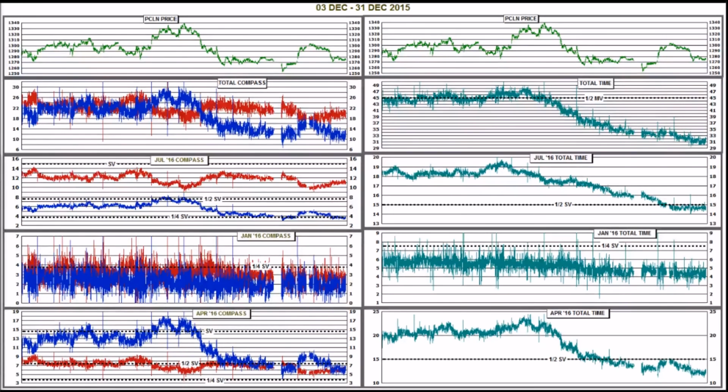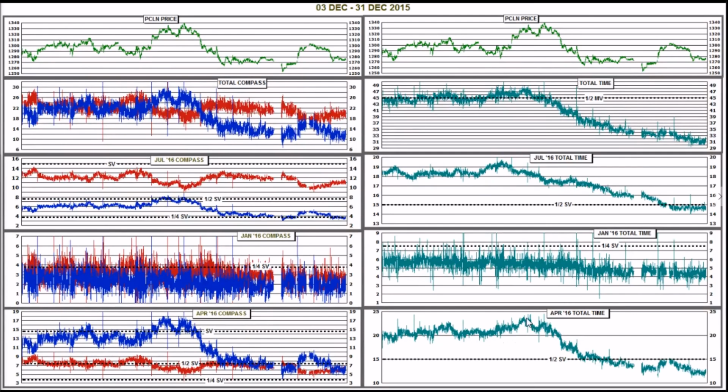We follow that time cycle forward in time, and we know as we get into the last 60 days of expiration for that time cycle, PCLN has to finish that time cycle at a 1-to-1. And that tells us which direction the stock has to move to achieve the 1-to-1. The other thing we look for is what's called time growth. When time is growing in a time cycle, it's going the wrong way.